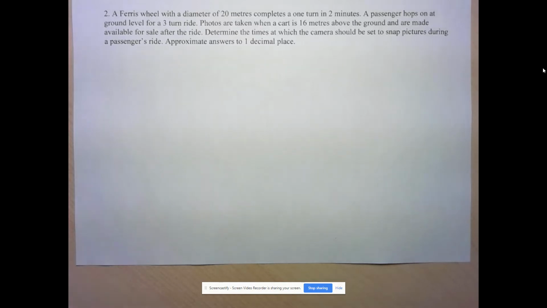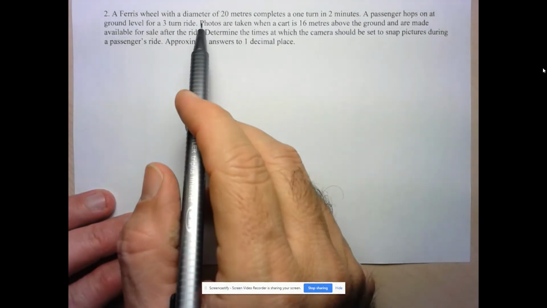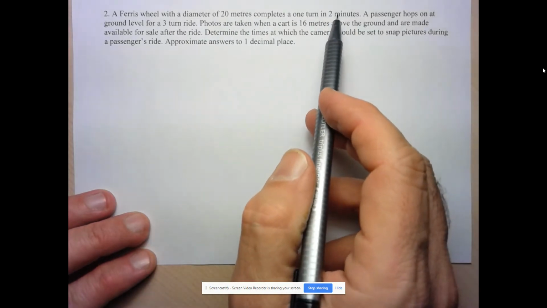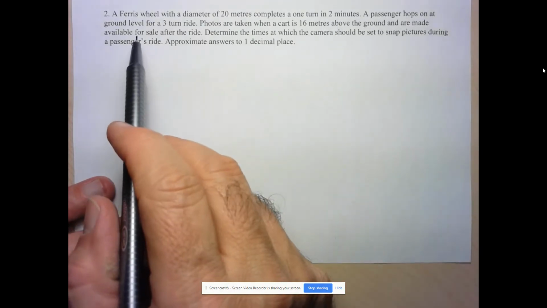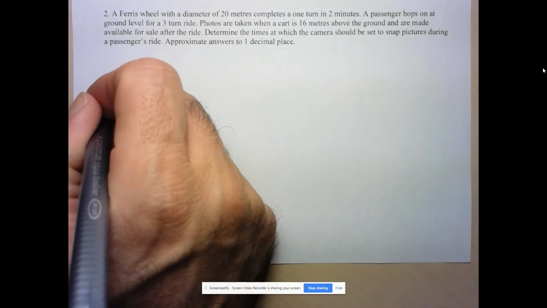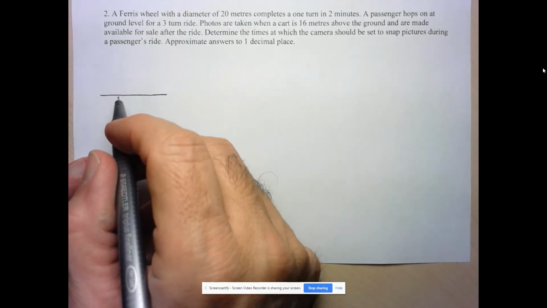Hi folks, we're going to take a look at number 2 from Unit 5, Lesson 5. So this is very similar to a Ferris wheel problem we've already solved. Here they're telling us that the diameter is 20. They give us information about the period, and they tell us that a person hops on at ground level. While they're not being specific about that, if they're getting on at ground level, I think we can be pretty certain that this Ferris wheel is not going below ground.